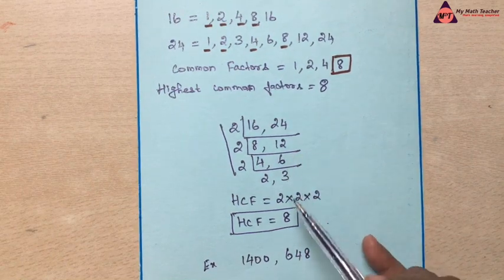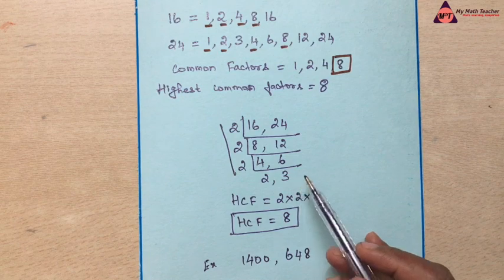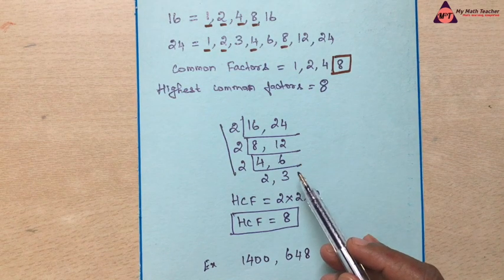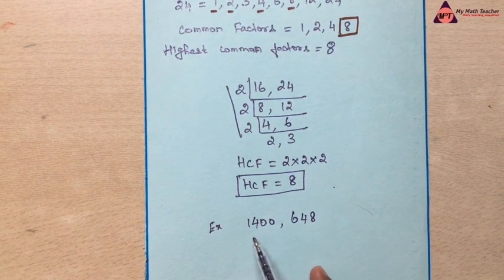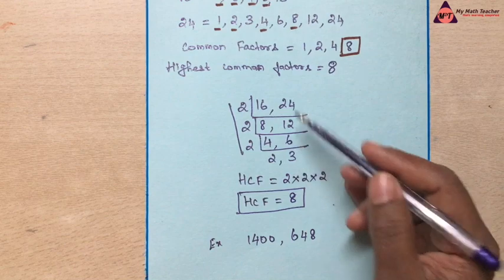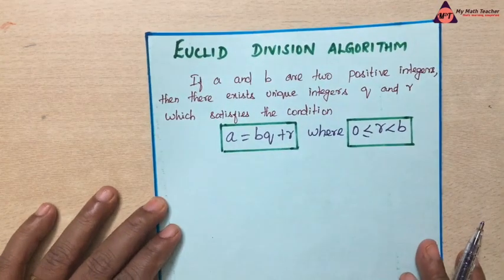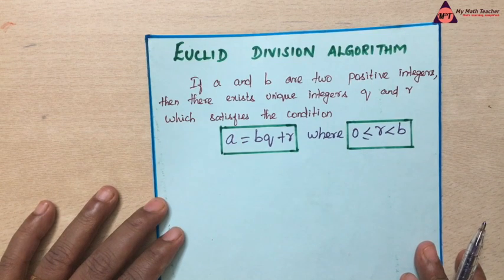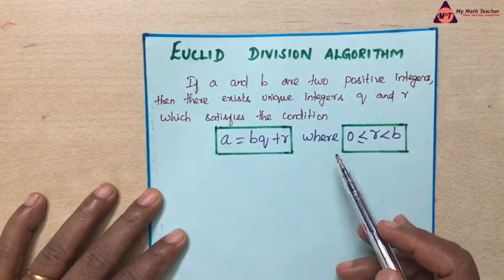Here this method is quite simple and easy. It also consumes less time, but the problem here is if you want to find the HCF for large numbers like 1400, 648, while performing this division, it will take a lot of time. That is the reason we are learning Euclid division algorithm, which helps us to find the HCF of large numbers. Now what is Euclid division algorithm?